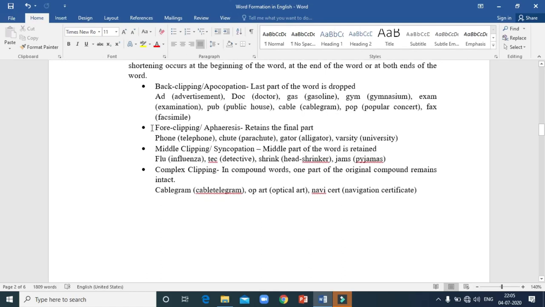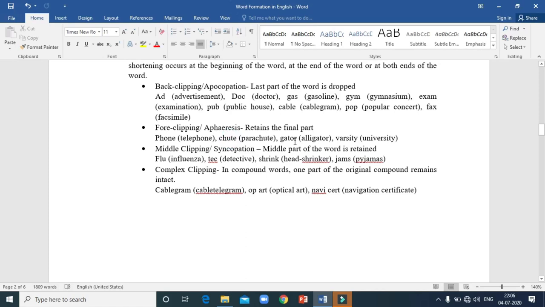Another kind of clipping is fore-clipping or aphaeresis. Here it retains the final part. That means the first part of the word is gone. The first part of the word is cut off. For example, telephone becomes phone. The tele goes. Parachute becomes chute. Alligator becomes gator.